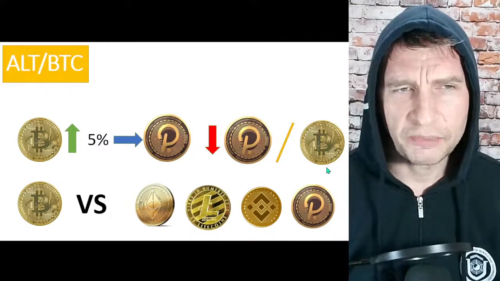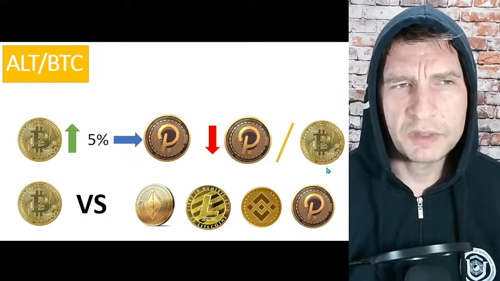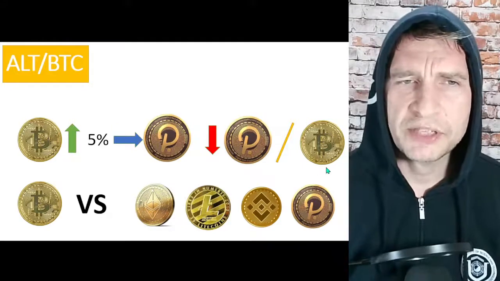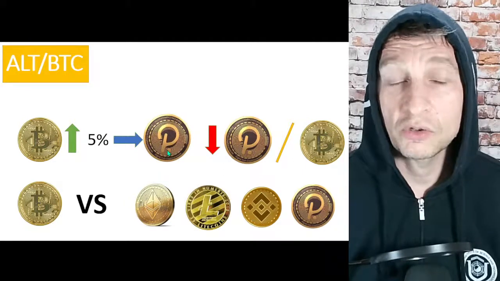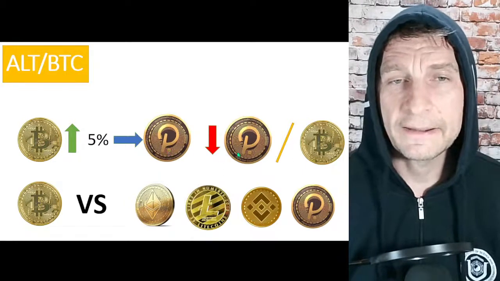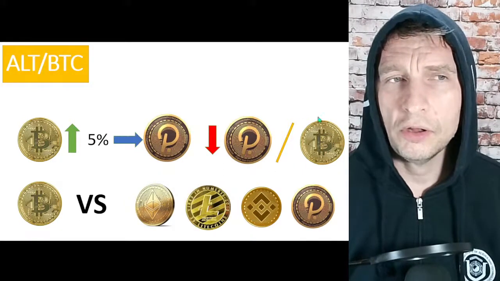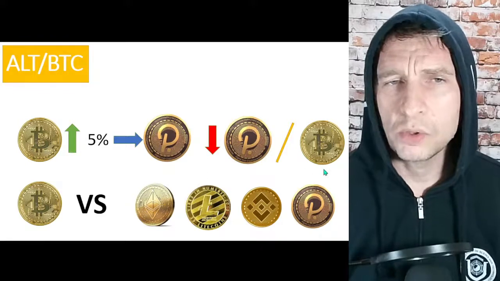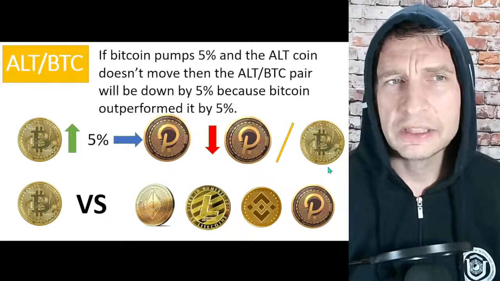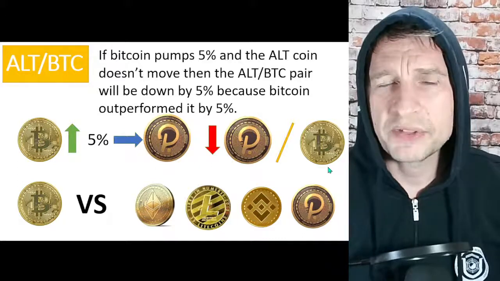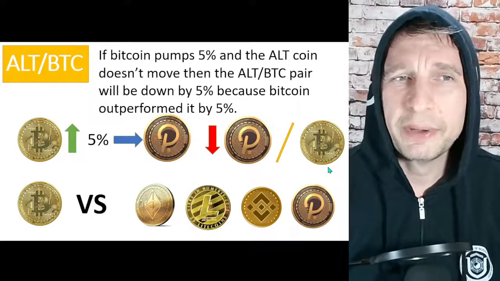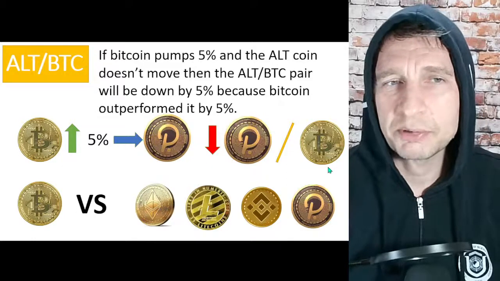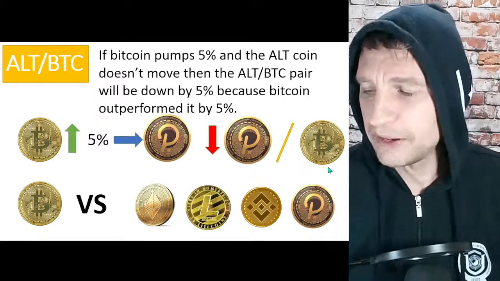In this case here, if Bitcoin goes up, Bitcoin pumps 5%, and the altcoin goes sideways or pumps a little bit, the overall alt BTC pairing will go down in value. So again, if Bitcoin pumps 5% and the altcoin doesn't move, then the alt BTC pair will be down by 5% because Bitcoin outperformed it by 5%.